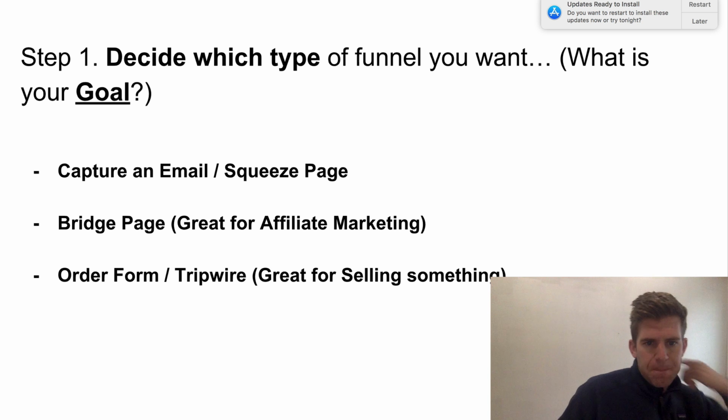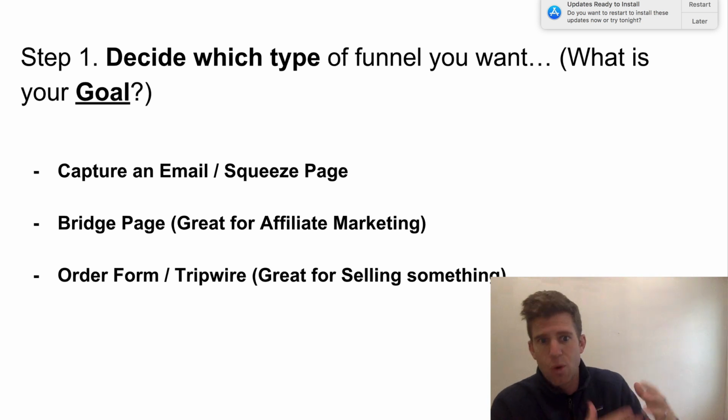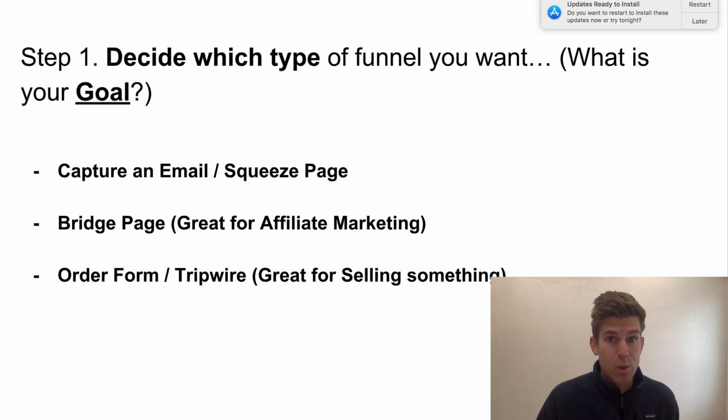Then the third thing is an order form for selling something. That's where someone will actually enter their credit card information on that sales funnel page and then you will get paid. They call that a Tripwire.